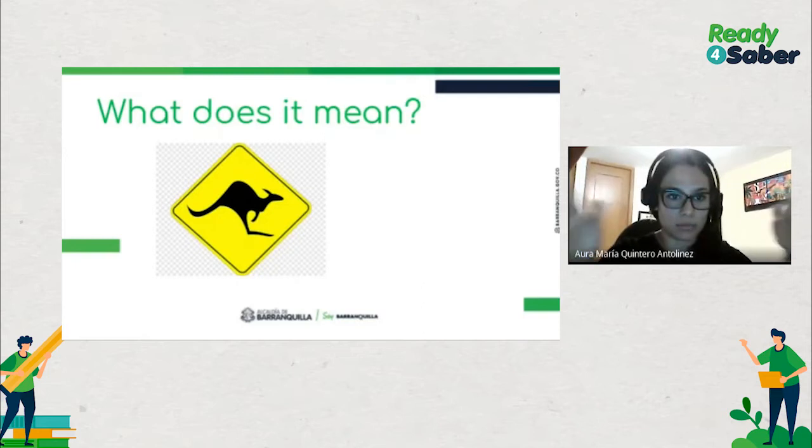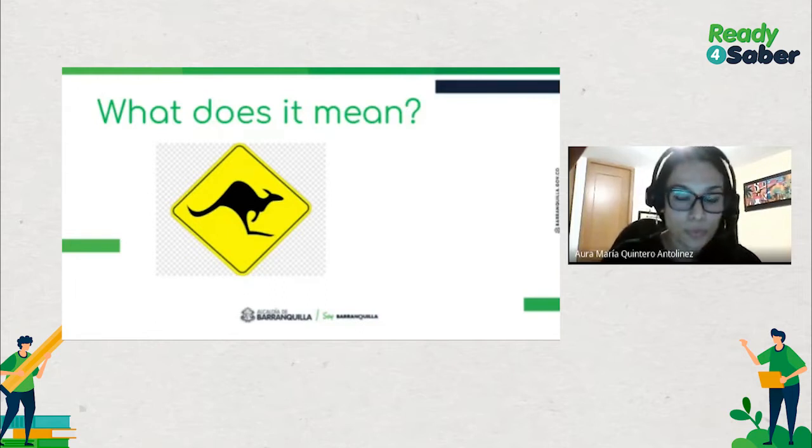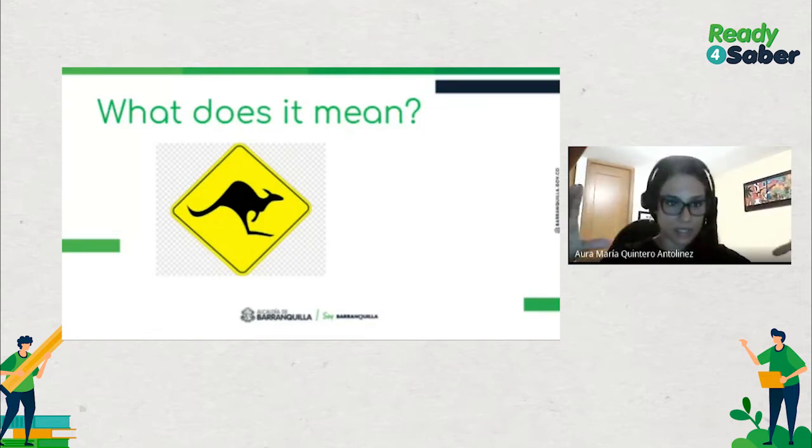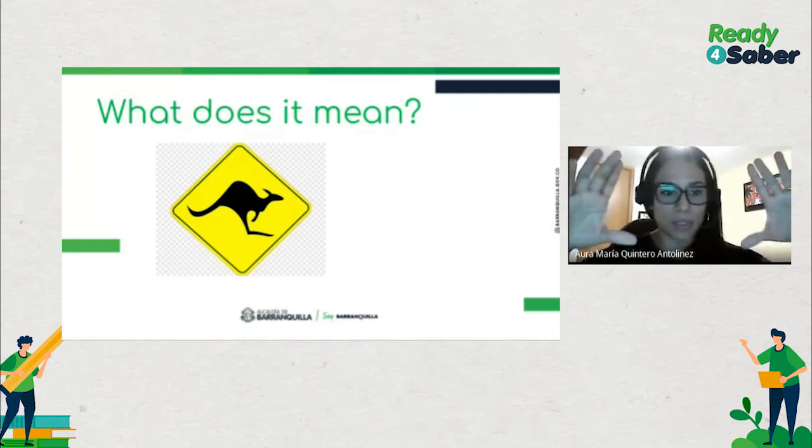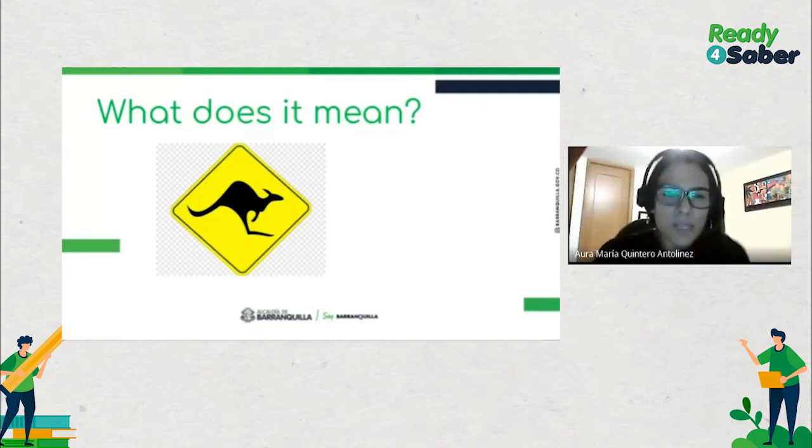What does it mean? This one's quite easy. What does it mean? Which animal is this? It's a kangaroo. Good, Anna. So what do you think if you see this sign? So you're driving and you see this sign of this animal. What do you think it means?